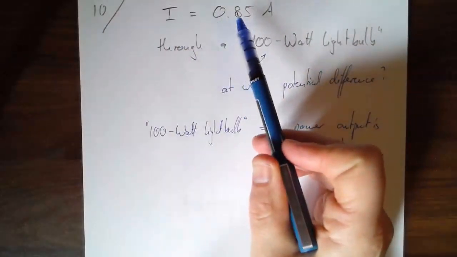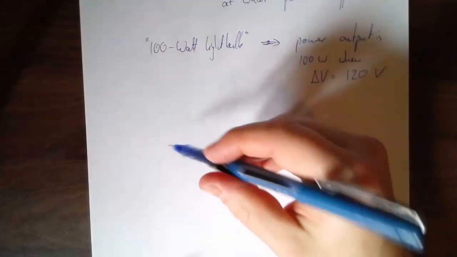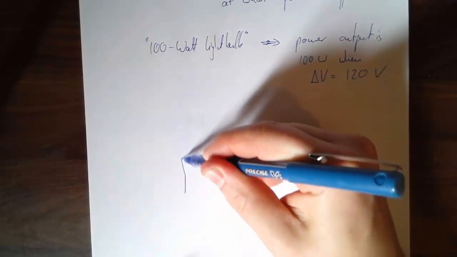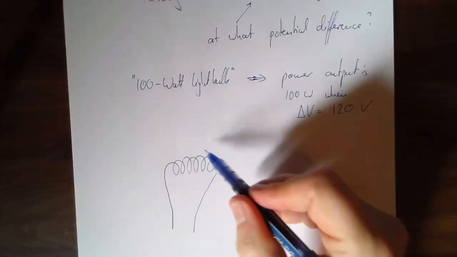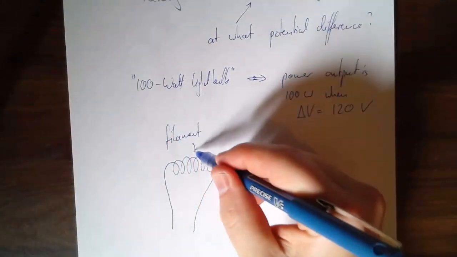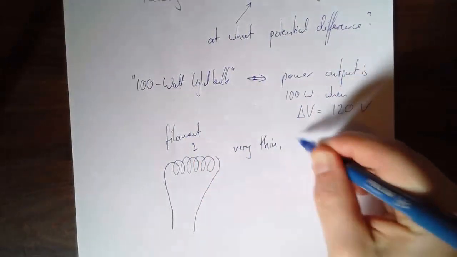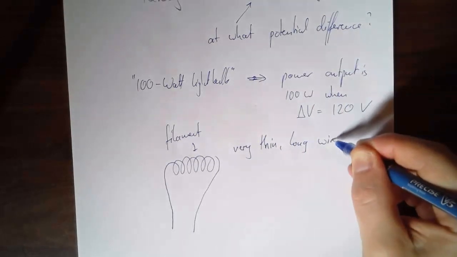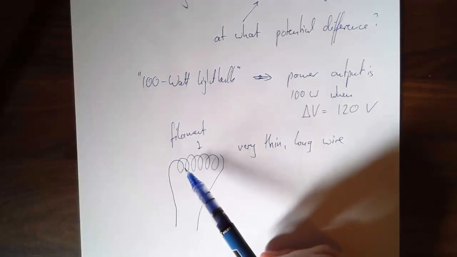You're told this is the current in the particular situation that we're looking at. And we're told that the filament inside the bulb is 0.25 millimeter in diameter. Let me show you. If you look inside a light bulb, there's a wire that sort of curls around like this, and that's the filament. It's super thin, a very thin, long wire. And because it's very thin and very long, it has a high resistance.